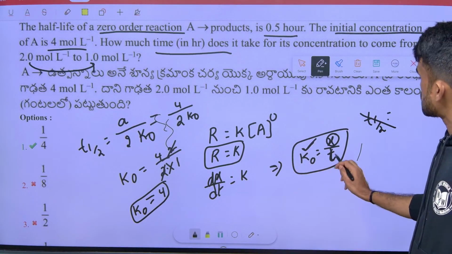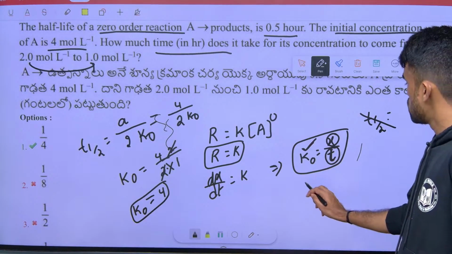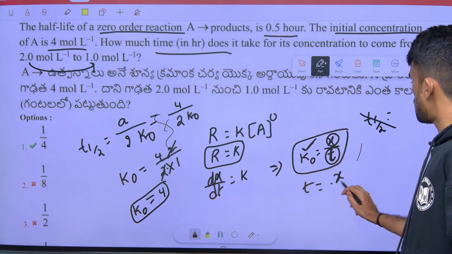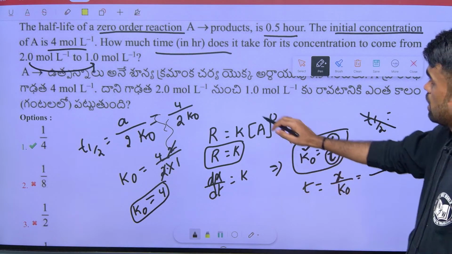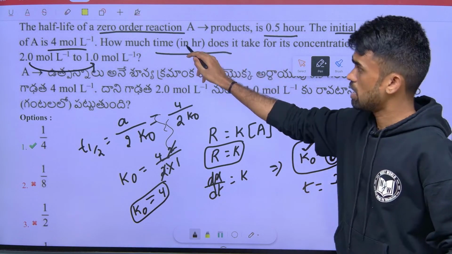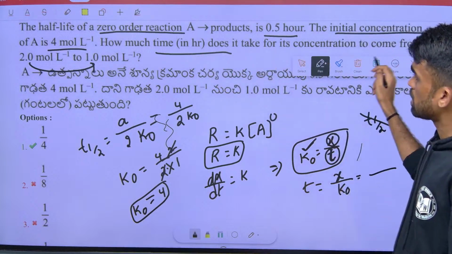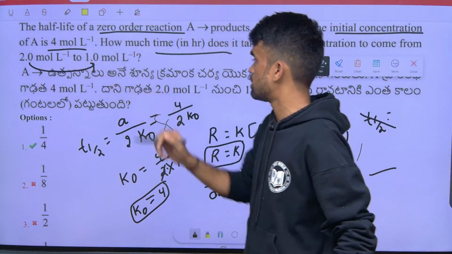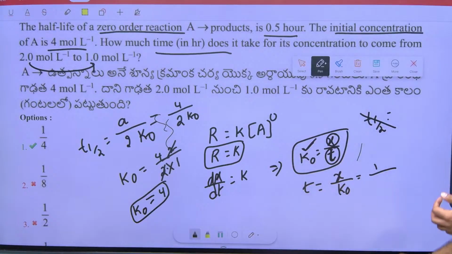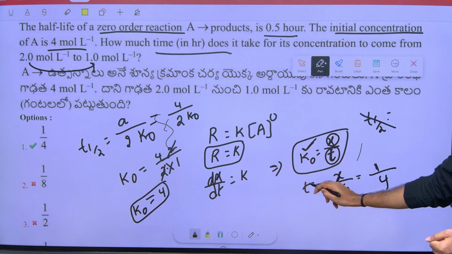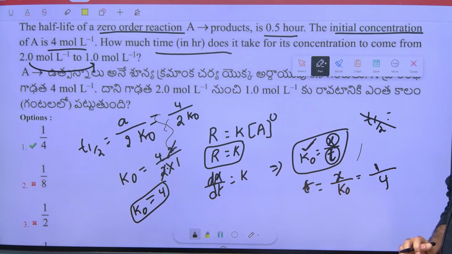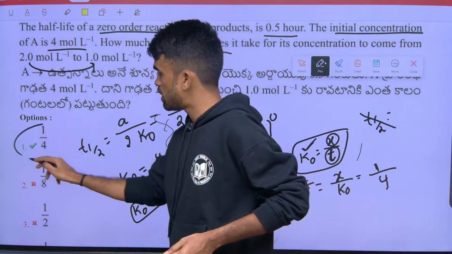Now what are they asking? In order to find t, t equals x by K naught. What is our x? The concentration after a time, in hours, they are asking. The time required for conversion of 2 to 1, that means x is 1. So x value is 1. What is the K naught value? That is 4. So how much time is required? 1 by 4 hours. So here we have 1 by 4 hours.